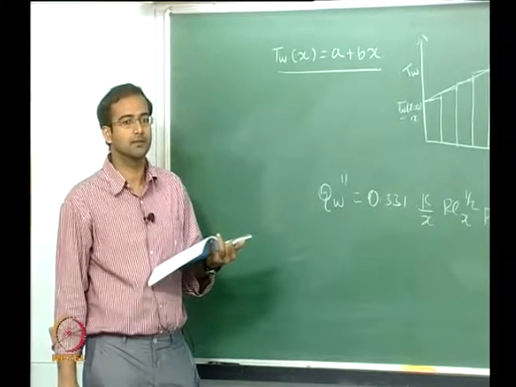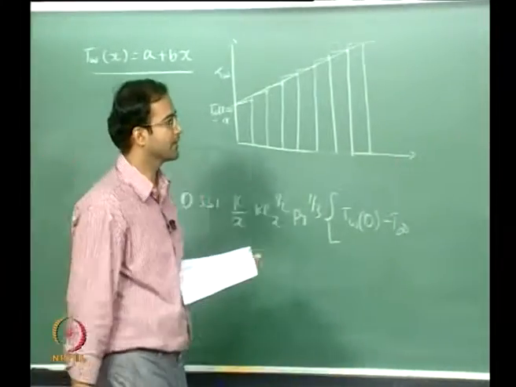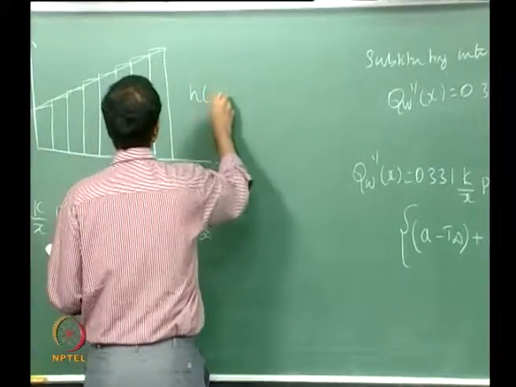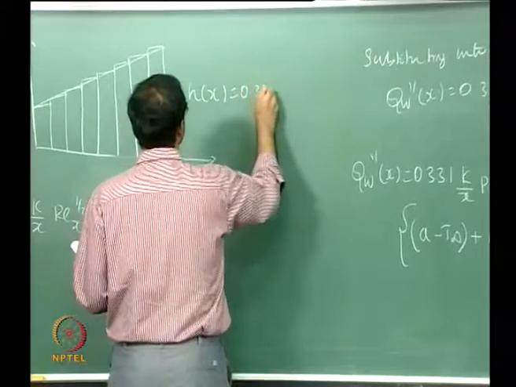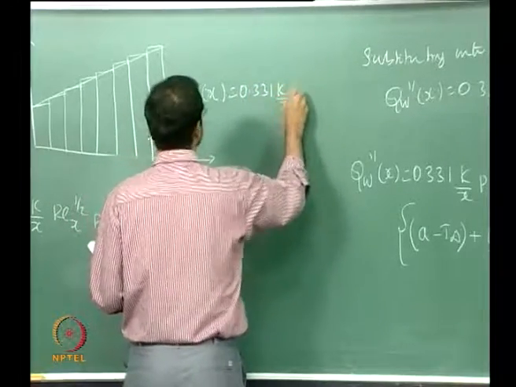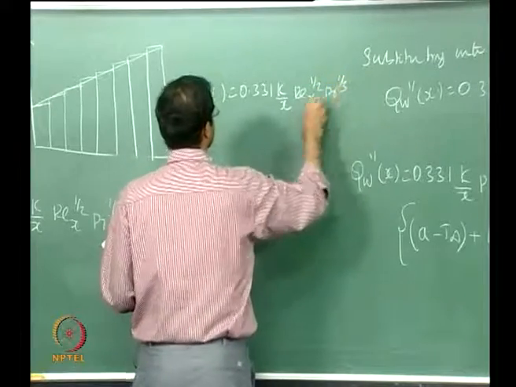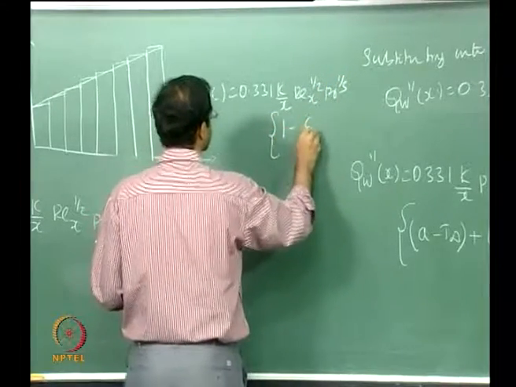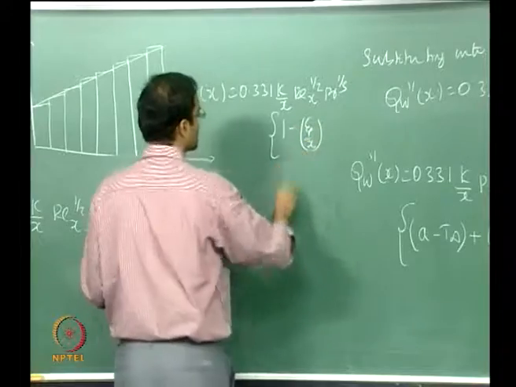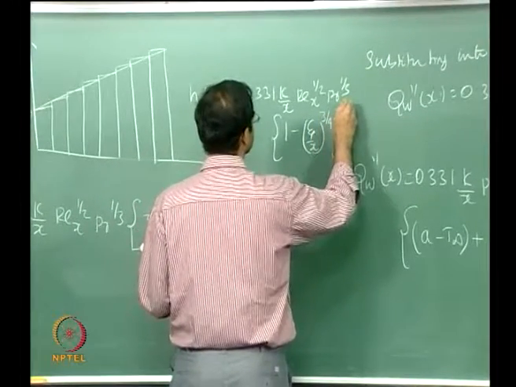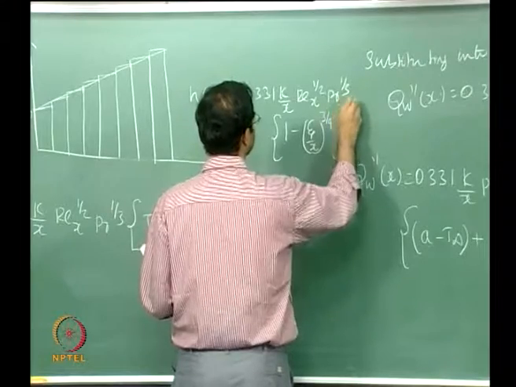What is that? Can you go back and revise the expression for h of x? 0.331 k by x Rex power half Pr power 1 third, 1 minus zeta by x to the power what? 3 by 4, the whole power minus 1 by 3.